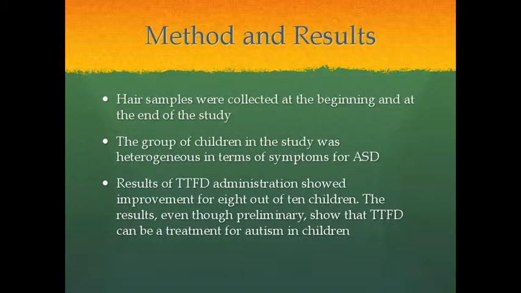The group of children in the study was heterogeneous in terms of symptoms for ASD, which means that there was a broad spectrum of shown signs among them. Results of TTFD administration showed improvement for 8 out of 10 children. The results, even though preliminary, show that TTFD can be a treatment for autism in children. They also imply the presence of a positive relationship between SH reactive metals such as arsenic and the occurrence of ASD.